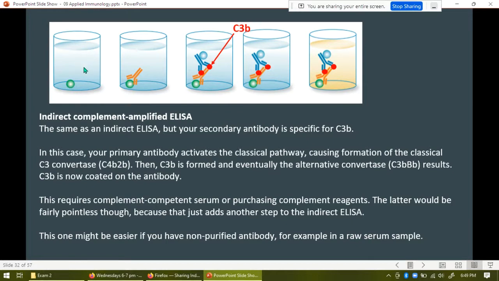Now, this one you can't be quite as quantitative because sometimes complement is a little fussy. It doesn't always deposit to the same amount on something. This one you probably don't want to do quantification for. But this is just another version of an indirect ELISA, basically. Honestly, I think it's kind of pointless, but this is one thing that you can do.